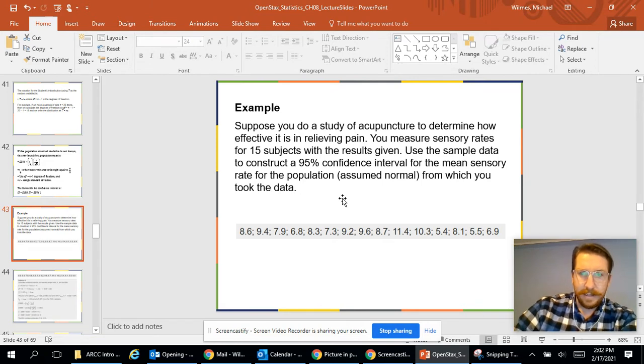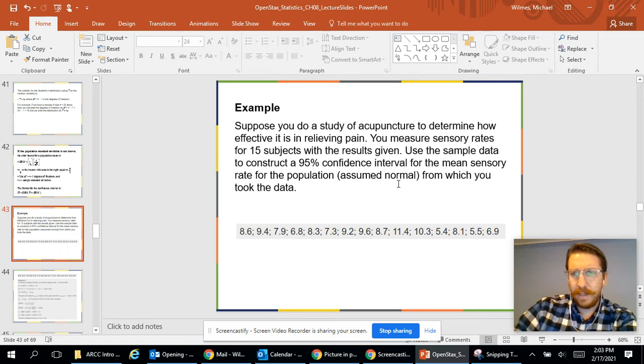So we have sensory rates, and let's see. I guess we're maybe asking people, they don't really explain how the study works, but I guess maybe we do acupuncture and then we give them a scale and ask them what level they are in feeling pain. I don't really like how this question is worded, or maybe I'm not reading it correctly.